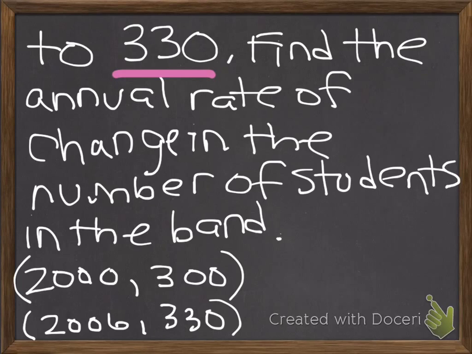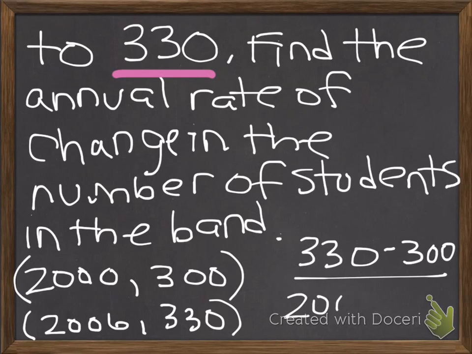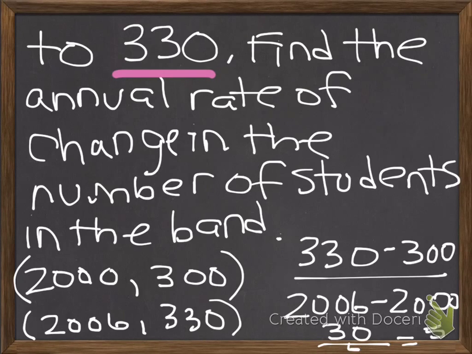So now that I have my 2 ordered pairs, I'm going to use the slope formula to find my rate of change. And subtract my y-coordinates over my x-coordinates. So I get 330 minus 300, which is 30, over 2006 minus 2000, which is 6. So I can actually simplify that to 5 over 1, or just 5. So my rate of change would be 5. And that concludes our review quiz.